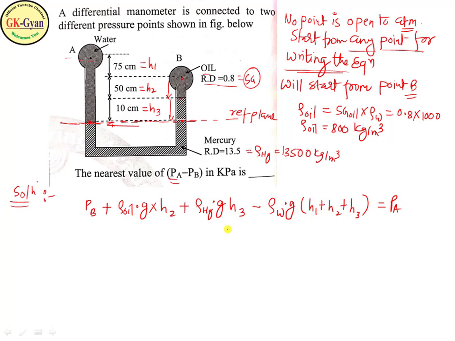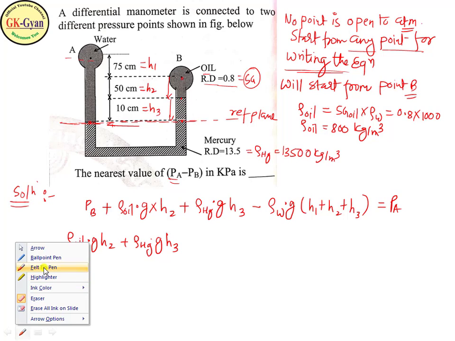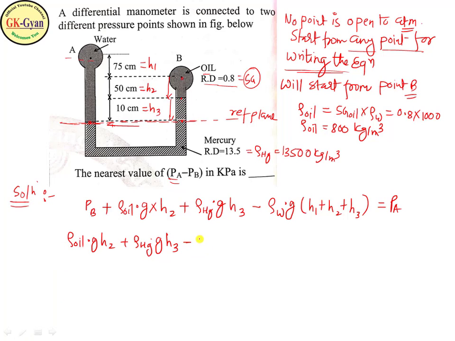equal to PA. Now what you have to find out is PA minus PB. So rho of oil, directly we will write here, into g into h2 plus rho of Hg into g into h3 minus rho of water into g into h1 plus h2 plus h3 equals PA minus PB. Okay, you have to find this out.